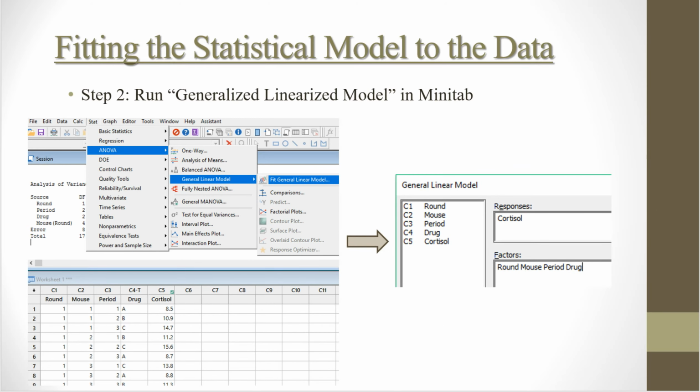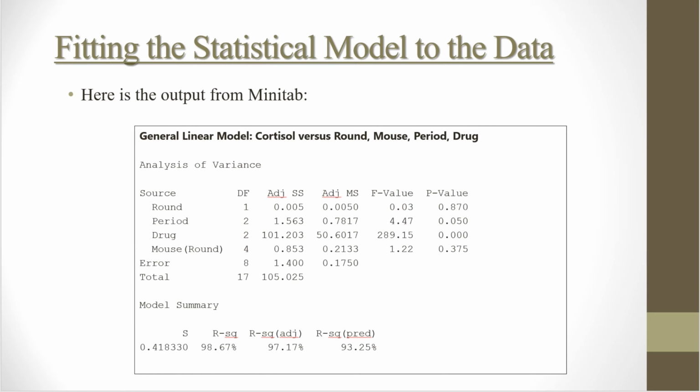And then you're just going to go to Stat, ANOVA, General Linear Model, Fit General Linear Model. And then you're going to choose your responses and factors. So the response in this case is cortisol, and the factors are round, mice, period, and drugs. And one important thing that's not shown here, but the mice are nested in the rounds. So you'd want to make sure that you go to Nest and make sure that the mice are nested in the rounds. And then after you've got that all set up, you're going to hit go, and here's the output that you get from Minitab.